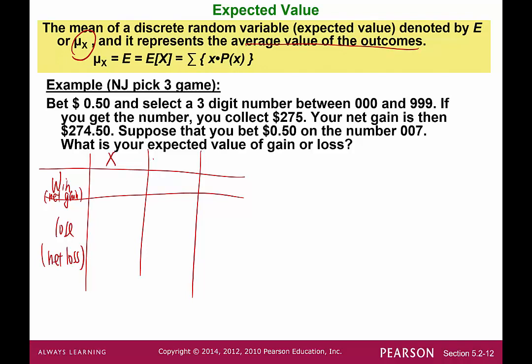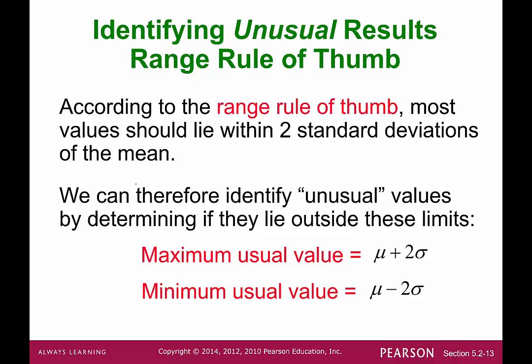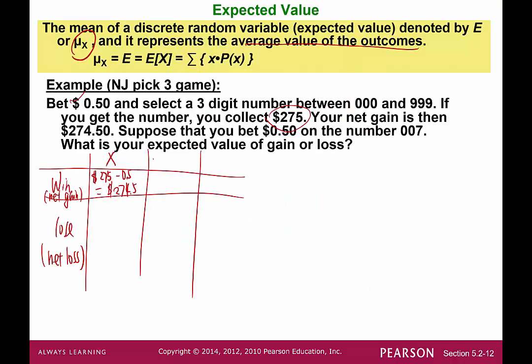Okay, so if you win, you collect $275, but you're already betting 50 cents, so the net gain here, x value represents a monetary reward. That'll be $275 minus 0.5, 50 cents. So the net gain will be $274.50. And the net loss, if you lose, is 50 cents. So negative 0.5. Since it's a loss, you put in the negative number.